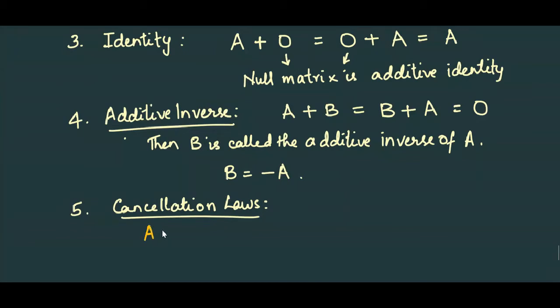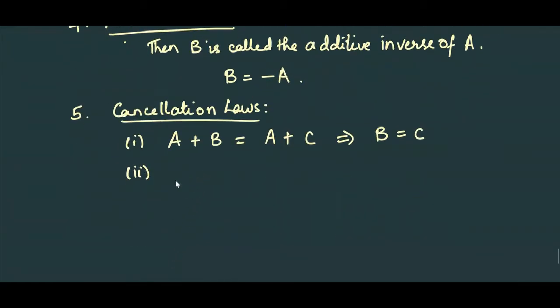Cancellation laws: if A plus B is equal to A plus C, this implies B equals C. So we can just cancel off A. And suppose we have A plus C is equal to B plus C. This is the left cancellation law, the first one. The second one is the right cancellation law.